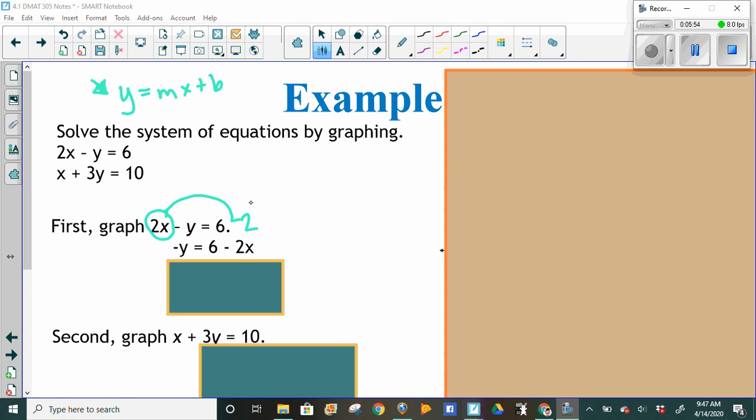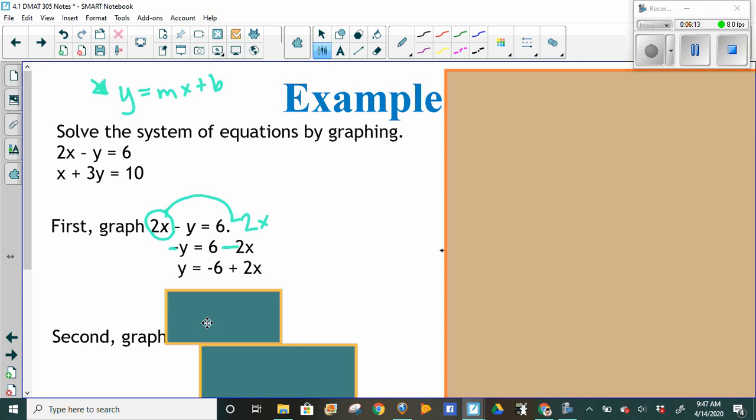All right, so we're taking the 2x and subtracting it from both sides. So when we do that, we get negative y equals 6 minus 2x. And then since there's this negative sign in front, we're going to need to divide everything by negative 1. And that gives us y equals negative 6 plus 2x. Now remember, it's the same thing as y equals 2x minus 6. So this is the form that you're more familiar with.